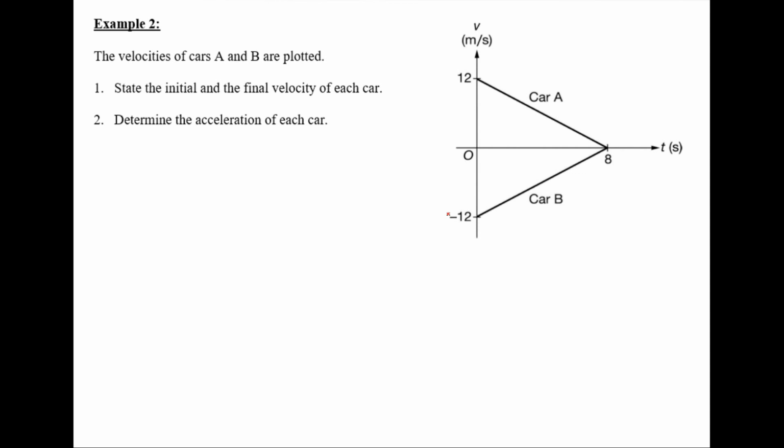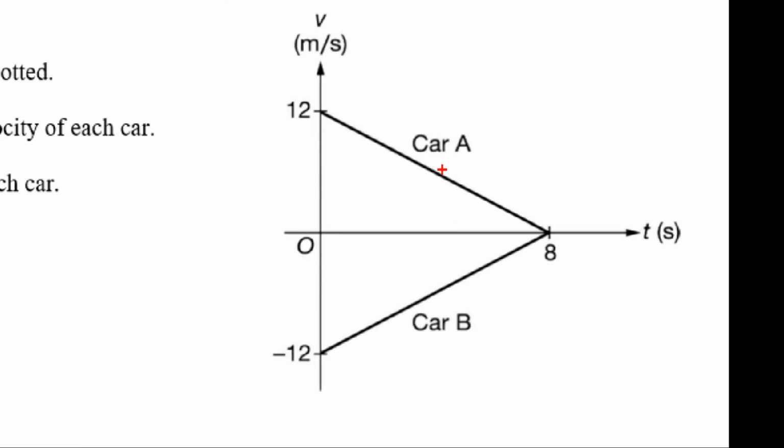Now example 2: the velocities of cars A and B are plotted. Number 1, state the initial and the final velocity of each car. Number 2, we need to determine the acceleration of each car. Before we get into number 1 and number 2, let's take a look at the graph. The shape of the curves are straight lines, so basically we need to make use of the slope. We might make use of the slope as well as the y-intercept, which is the v-intercept in this case, and the x-intercept, which is the t-intercept.